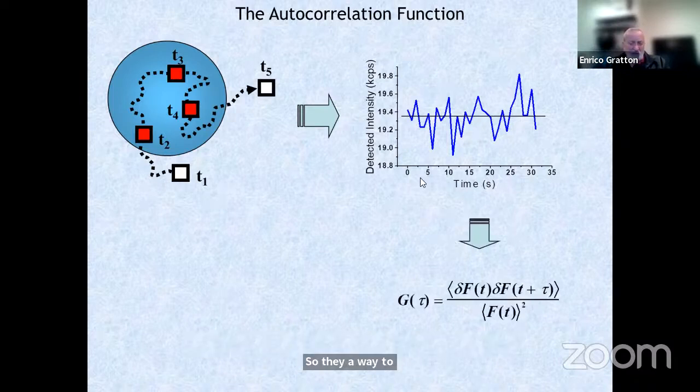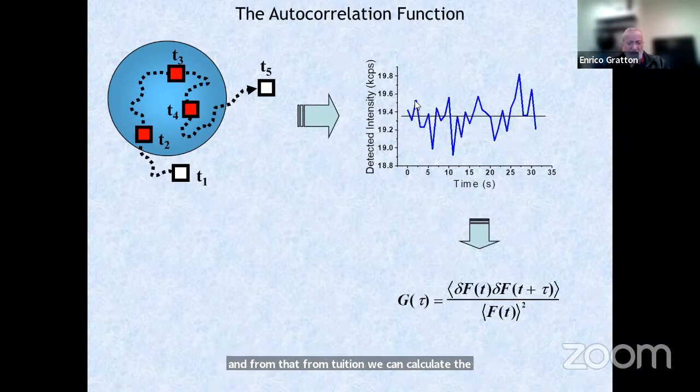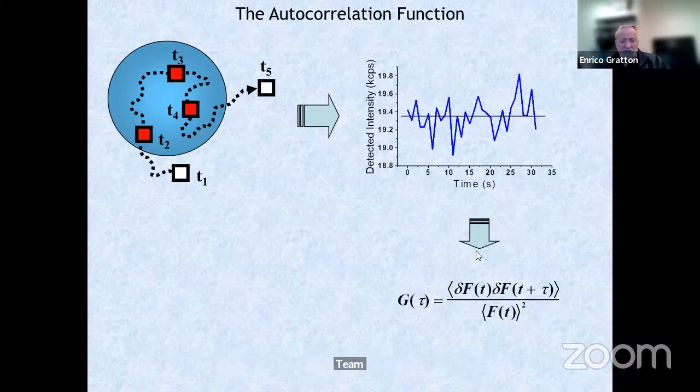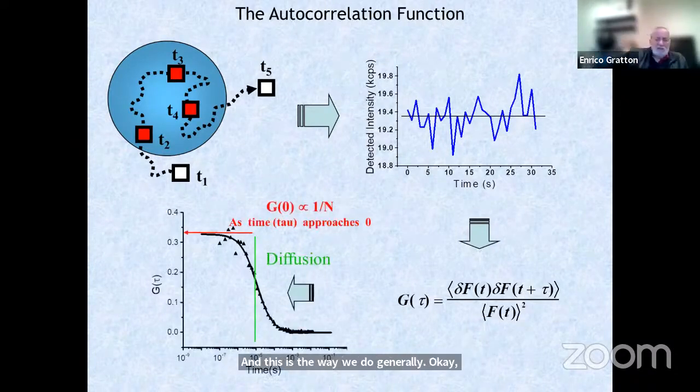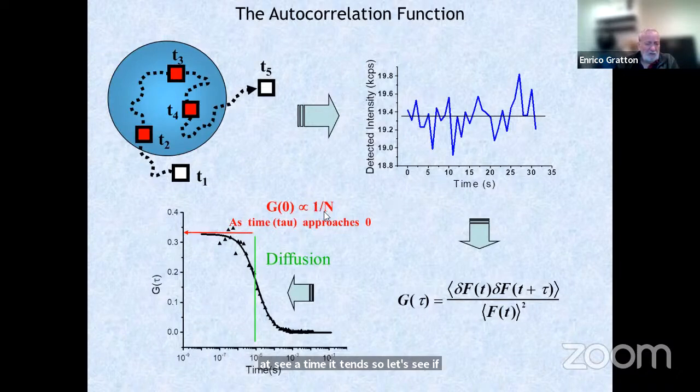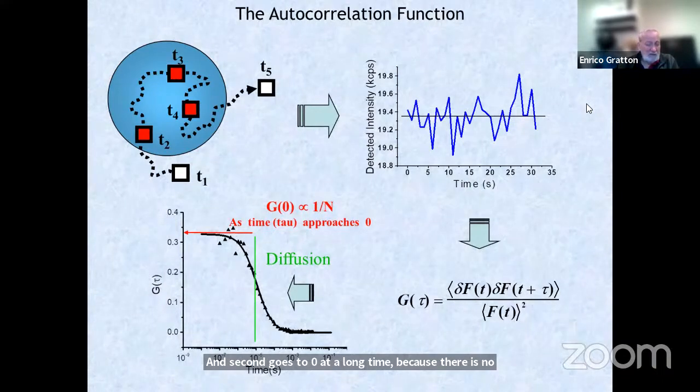And from that fluctuation, we can calculate the correlation function, which is the intensity at the time t times the intensity at the later time divided by the square of the average intensity. And this is the way we do it generally. Okay, so this correlation function has the following property: at zero time, it tends to a value which depends on the inverse of the number of molecules, and I will try to demonstrate that. And second, it goes to zero at very long time, because there is no correlation between the fluctuation at this time and another very long time.